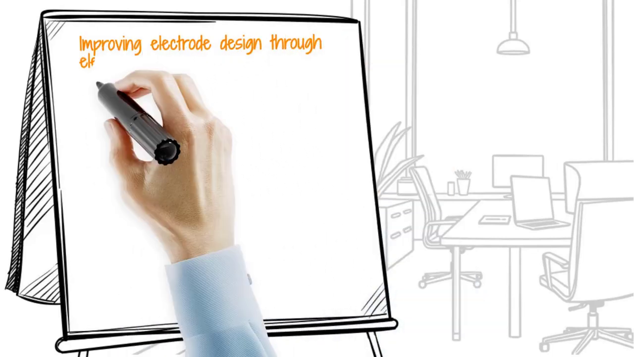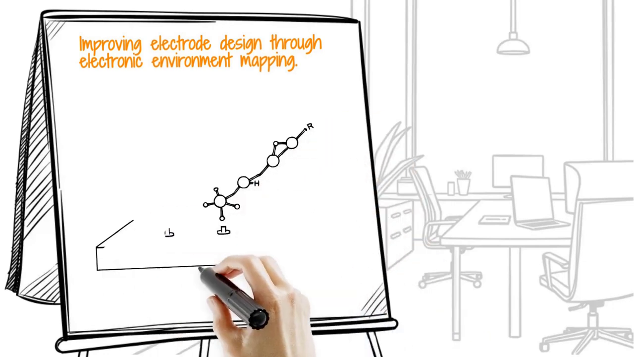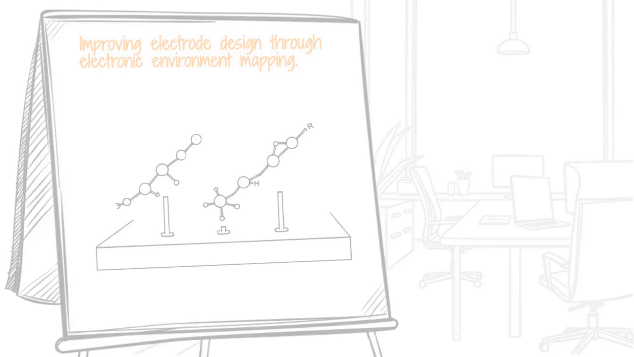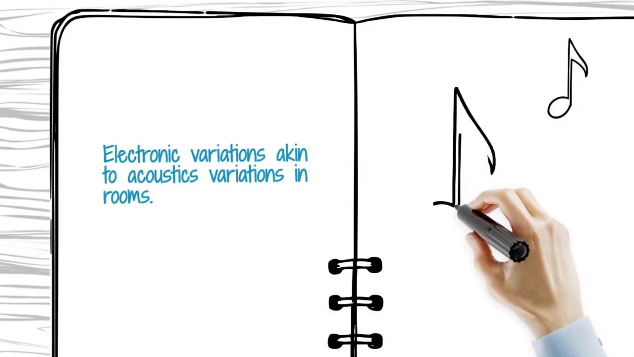A study of cobalt phthalocyanine showed strong site-dependent conductance differences on Au(111), like hearing how the same musical note sounds different depending on the room's acoustics.